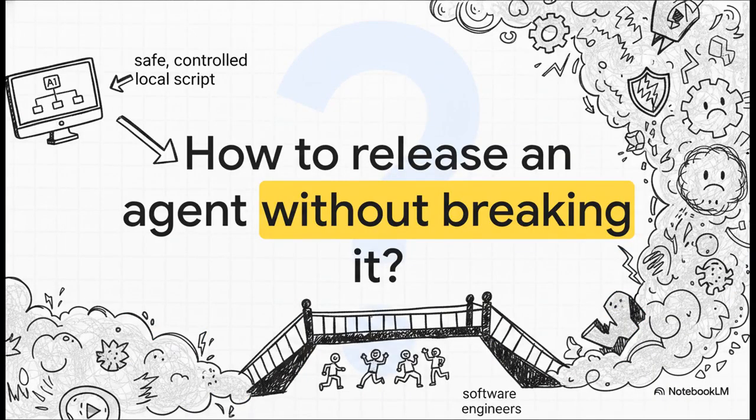Think about it for a second. You've built this amazing AI agent. It runs flawlessly on your laptop, but how on earth do you release it without it breaking the second a real person touches it? It's that classic, well, it works on my machine problem, but with AI, the stakes are just way higher. You're going from this tightly controlled script to a completely unpredictable production environment where literally anything that can go wrong probably will.